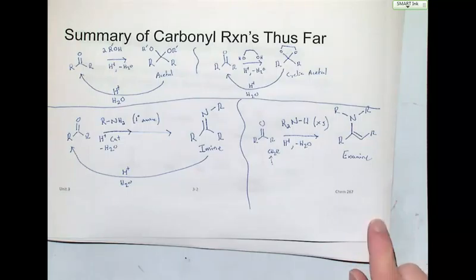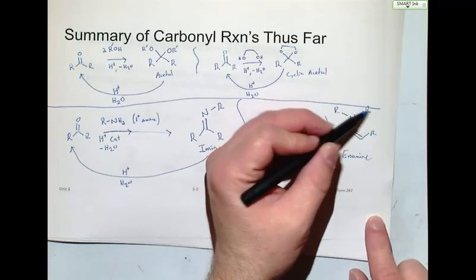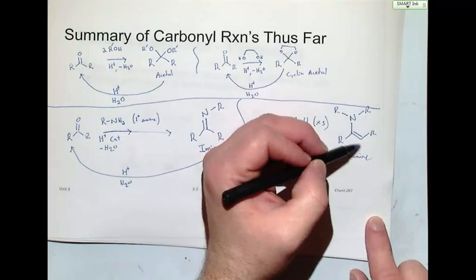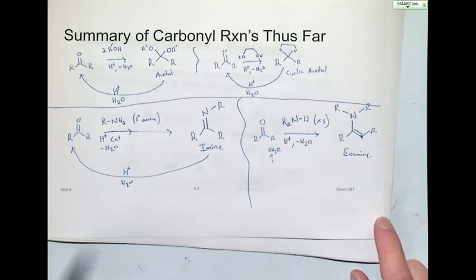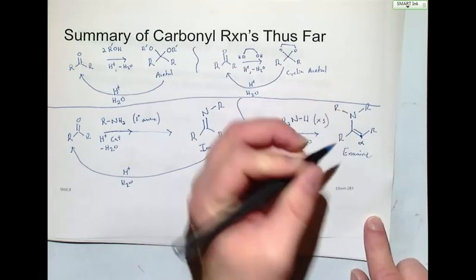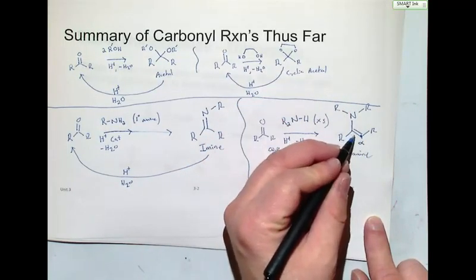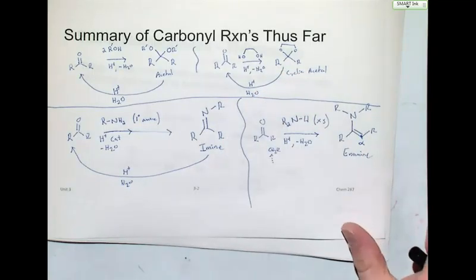A common mistake with that one is to sometimes make the double bond off the nitrogen R groups rather than the alpha position of the carbonyl. But I don't think anyone's made that mistake. It's just something I've seen in the past. So you always want to deprotonate and make the double bond from the carbonyl, not up here. Okay, so that's what we've studied so far.